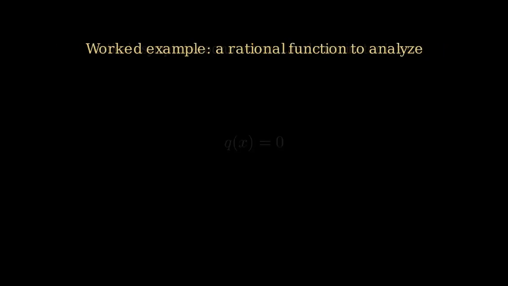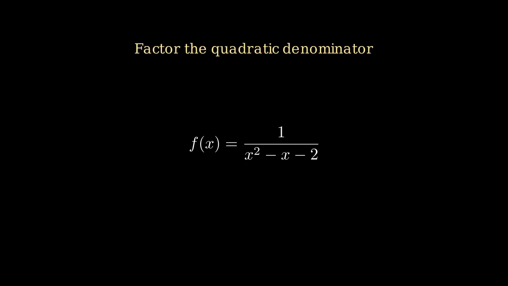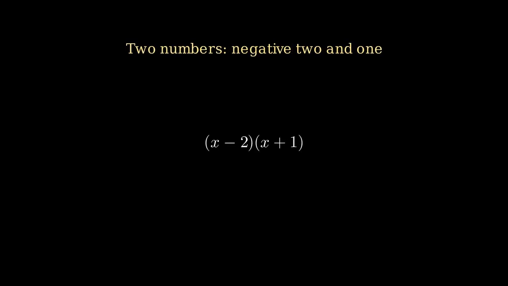Now for our worked example, let f of x equal 1 divided by the quantity x squared minus x minus 2. First we factor the denominator. In plain words, we look for two numbers that multiply to give -2 and add to give -1. Those numbers are -2 and 1, so the denominator factors as x minus 2 times x plus 1.